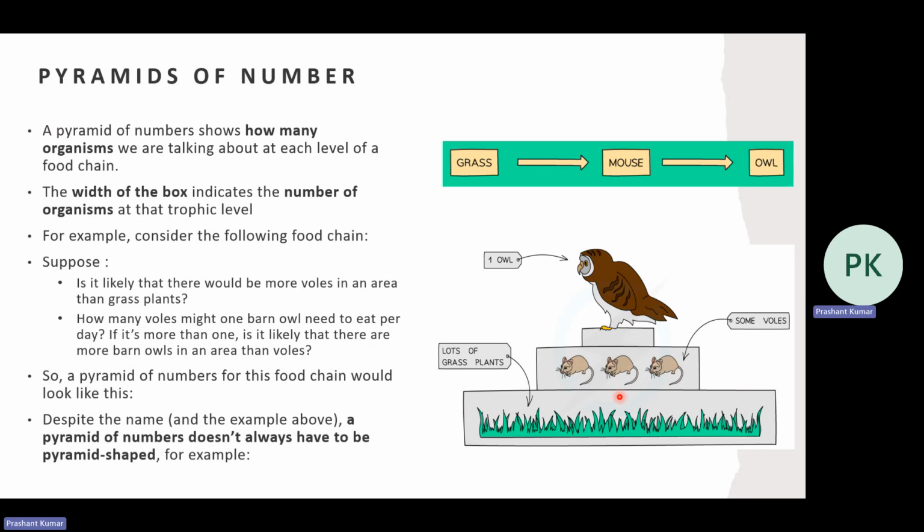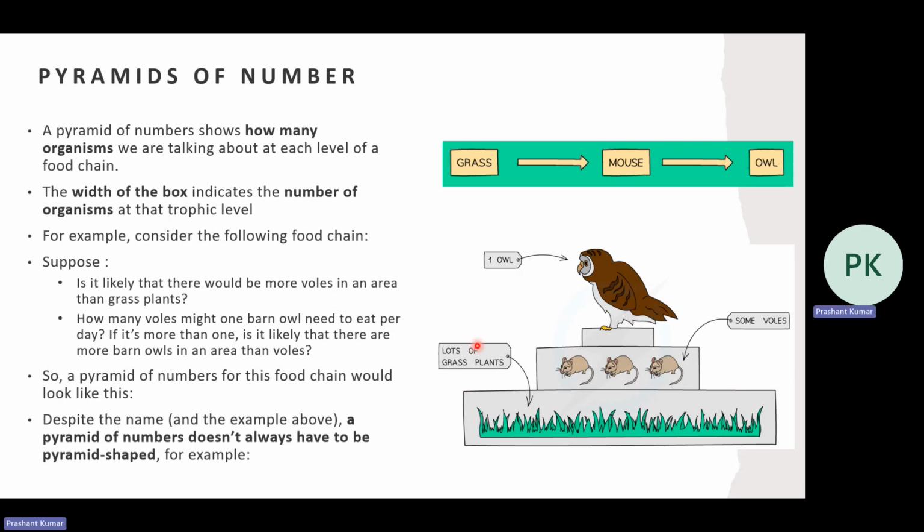The width of the box indicates the number of organisms at that particular trophic level. You can see this is quite heavy, meaning there are more in number. At the top, there is always one or two, not more than that. In a forest, there's just one or two lions or tigers, because they are the top carnivores. Their number will be less.